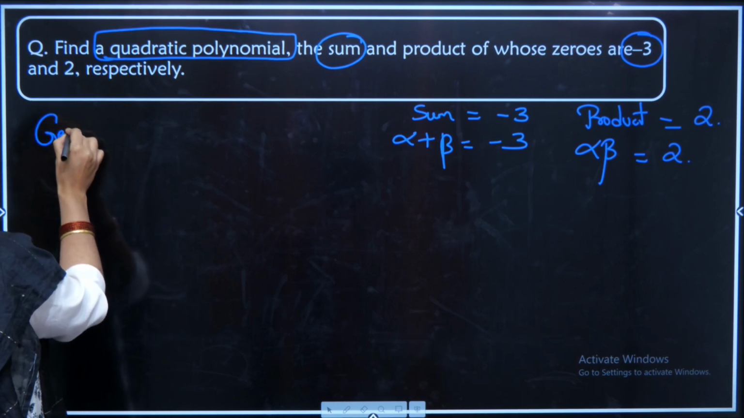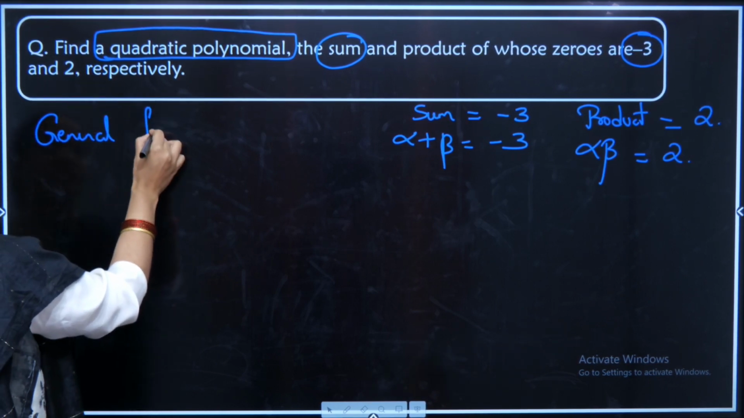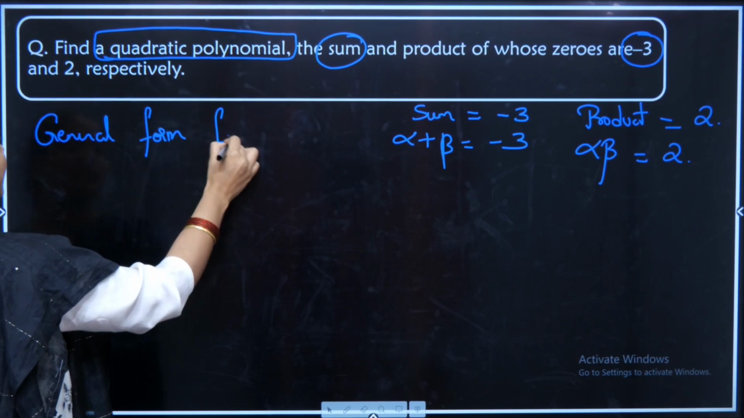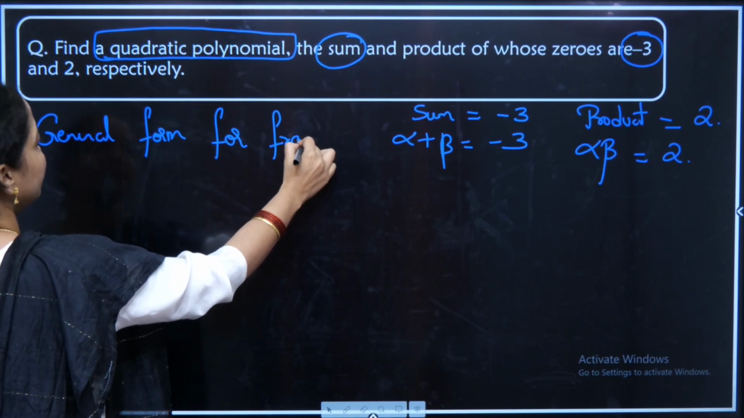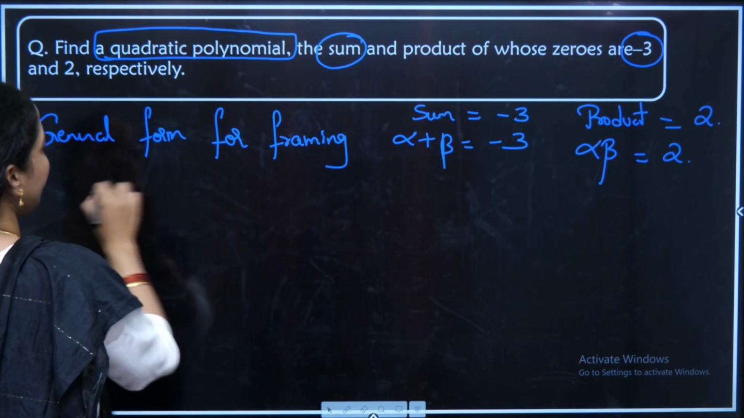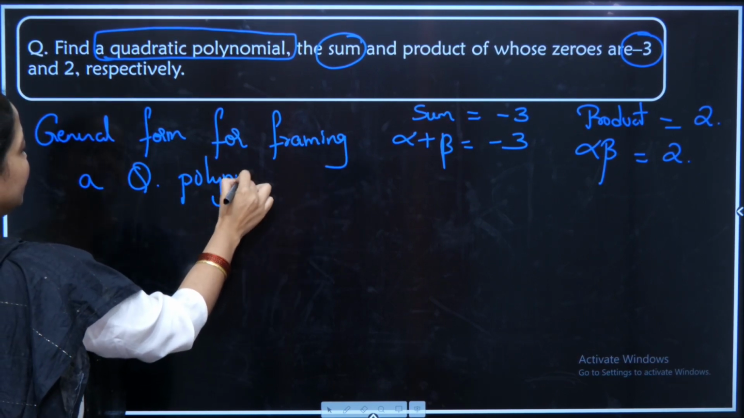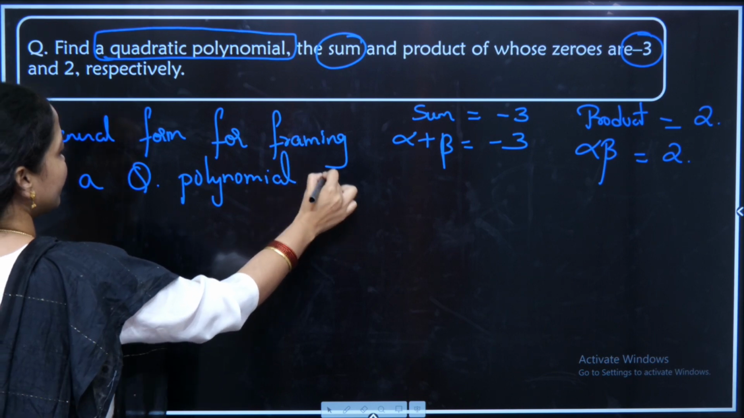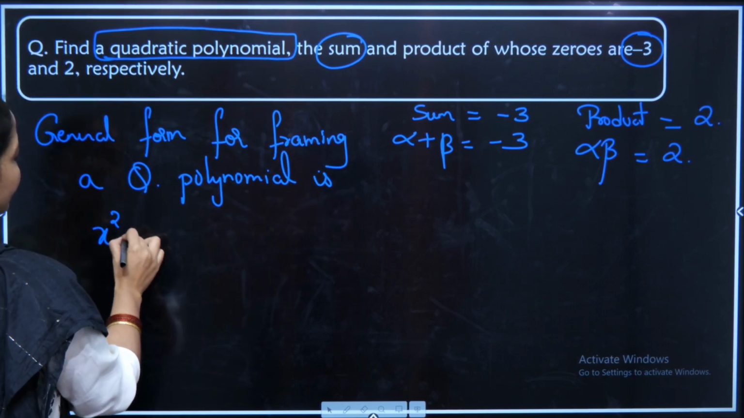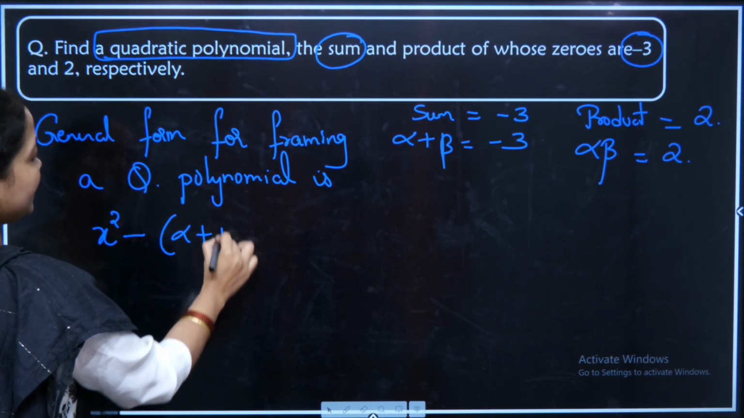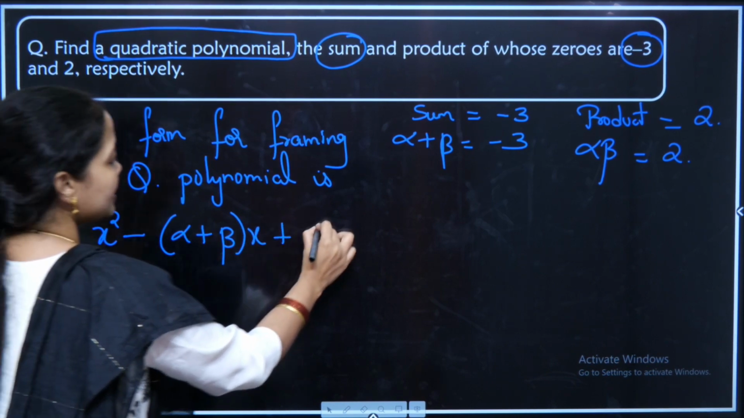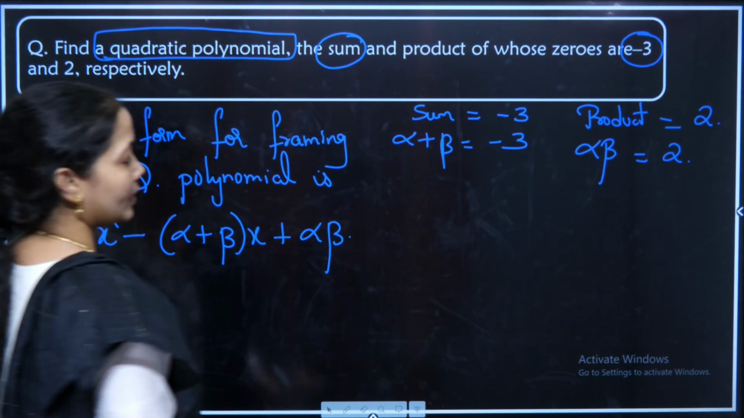The general form for framing a quadratic polynomial is x square minus alpha plus beta into x plus alpha beta.